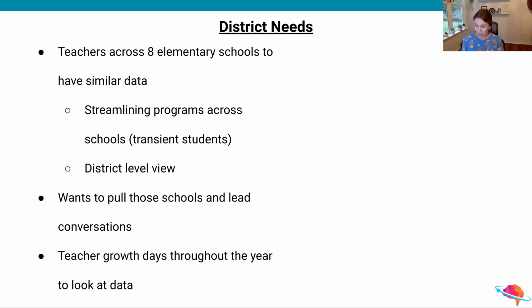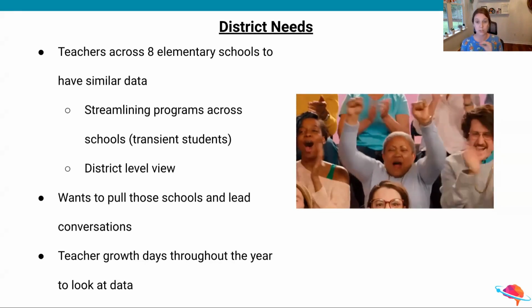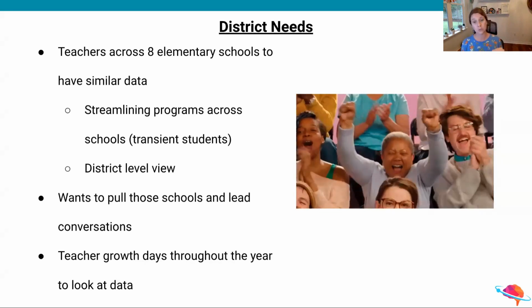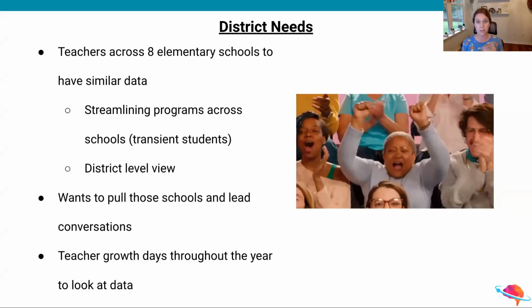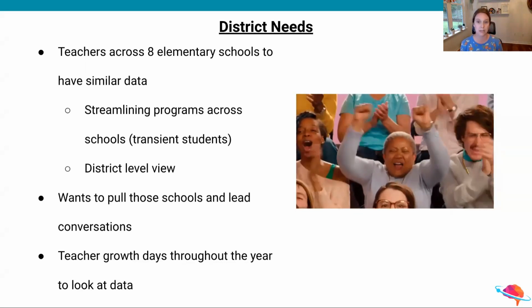And then they also, this is so fantastic, had what they called teacher growth days throughout the year to look at data. So here in this situation, there's a lot to celebrate. You see here in this gift that just even having that type of resource was fantastic, because the stage was really set for this district to be able to have these common assessments because of this resource of having that time to look at some data.